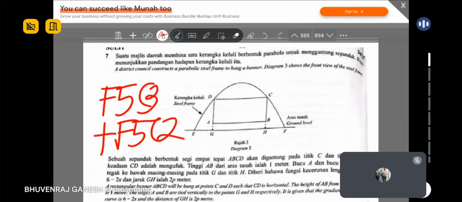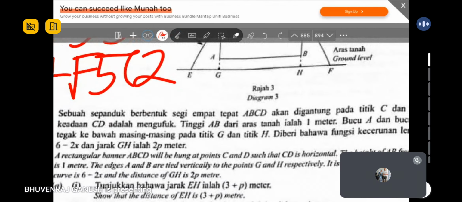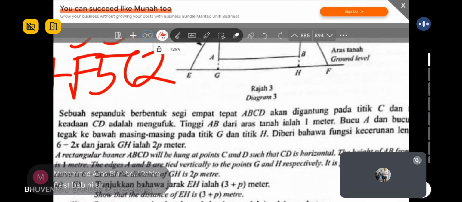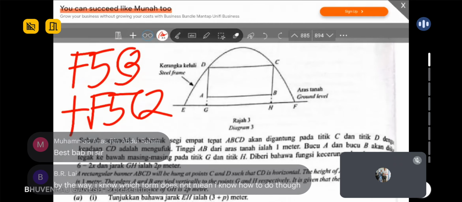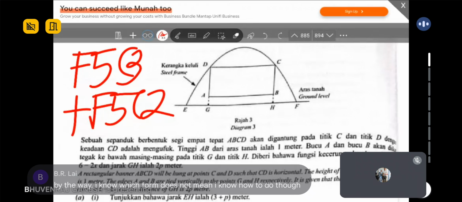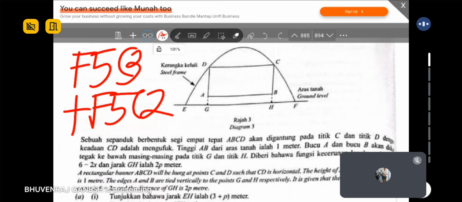One question. Alright. So first question, guys. They ask you to show, tunjukkan, the distance of EH is 3 plus P meter. Best, tapi soalan ni susah sikit. This question is not that easy. Which form does not mean I know how to do though.